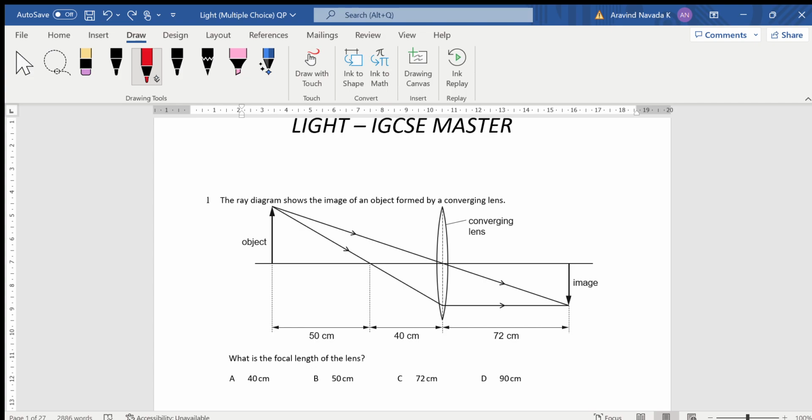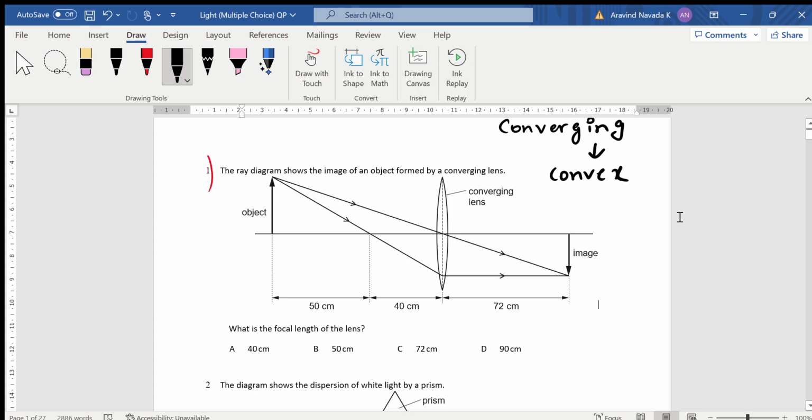So let's move on to question number 1. The ray diagram shows the image of an object formed by a converging lens. Alright, so we should remember that converging means convex lens, okay? What is the focal length of the lens? Now remember to pause the video and solve the question on your own and then come back for the answer and the explanation.